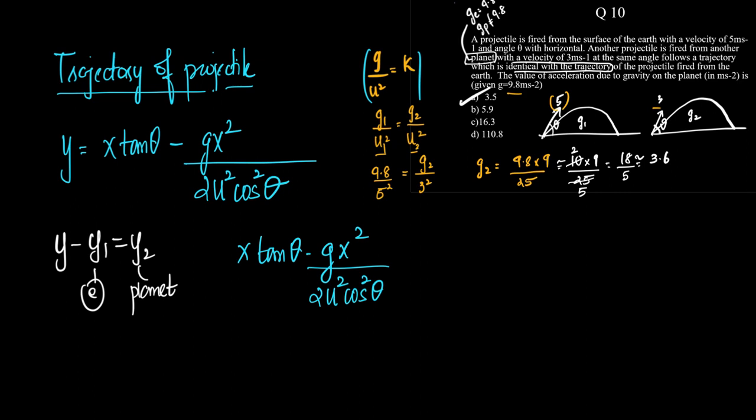So for the ease of understanding, let us take tan theta 1. Now what is this equal to? This is equal to x tan theta 2 minus g x square the whole upon 2.